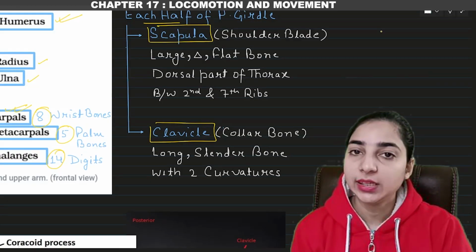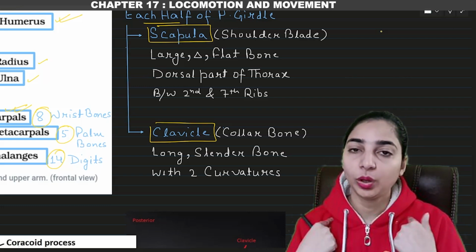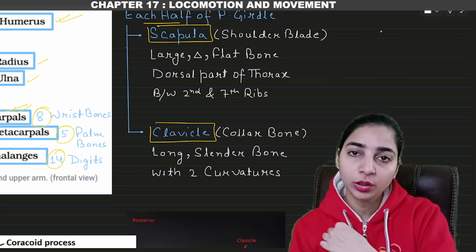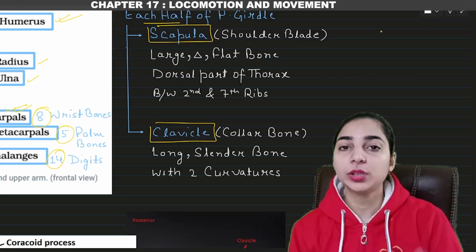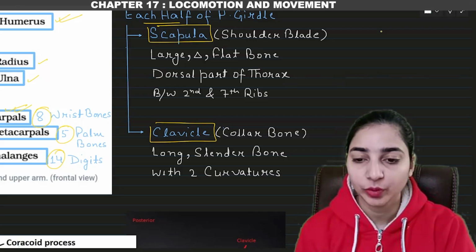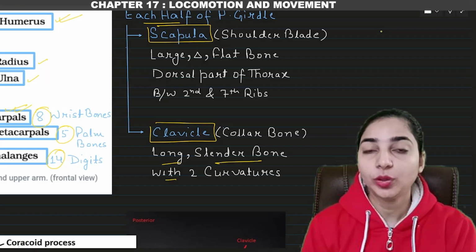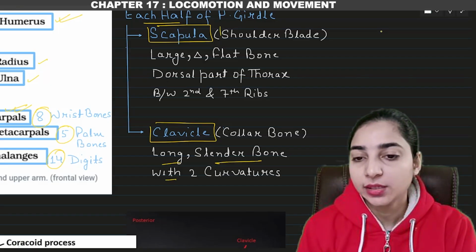So clavicle is very simple, the collar bones. You all must be knowing about the collar bones. If you touch at the collar region, you will feel long bones. Okay, so these long bones are the collar bones known as clavicle. Okay, these are long slender bones with two curvatures. And what is scapula? This is known as shoulder blade.